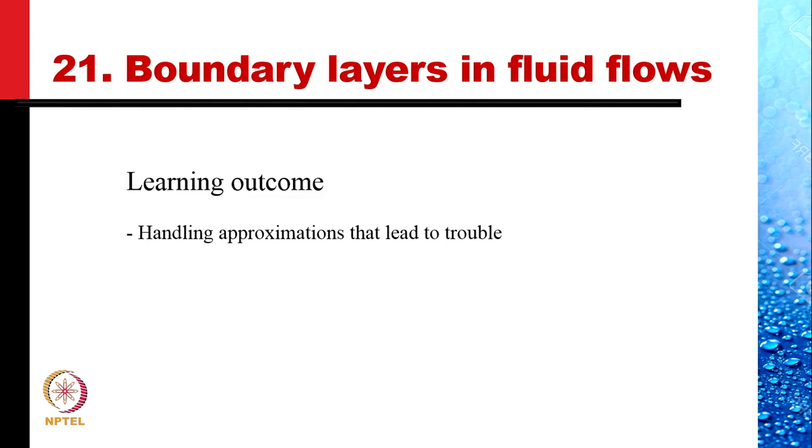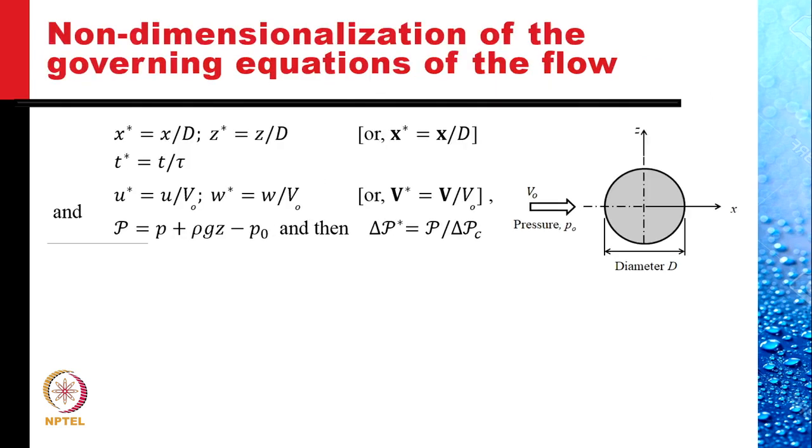This approach has been taken from the approach that was introduced by Prandtl when we introduced the concept of boundary layers. So we will see how the concept of boundary layer evolved. We consider the problem of flow about a circular cylinder. The far upstream velocity is V naught with the pressure P naught.